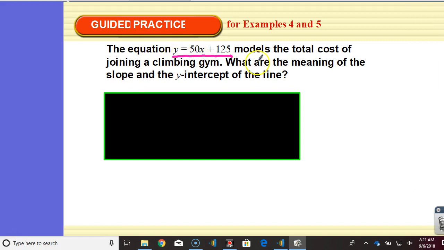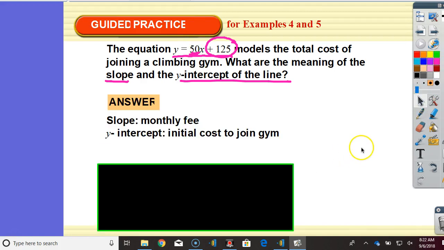The equation y equals 50x plus 125 models the total cost of joining a climbing gym. What are the meaning of the slope and the y-intercept of the line? This is the cost of joining a gym, right? So what does the y-intercept mean? The price of what? More specifically, the initial cost. So they give you an initial fee of $125 plus, what is the slope? $50 a month. So it's $125 to join and then $50 a month to stay. Make sense?